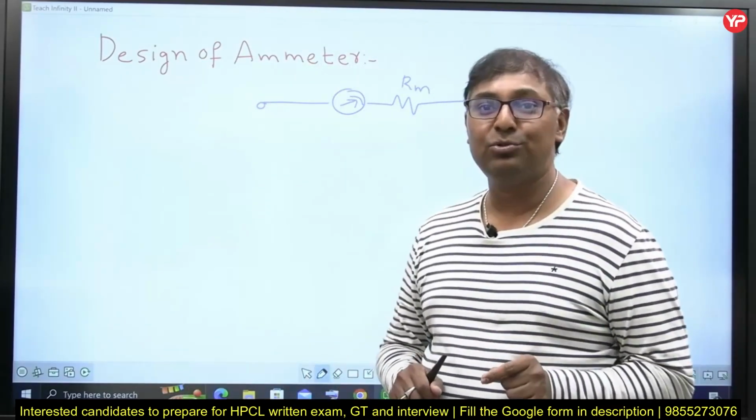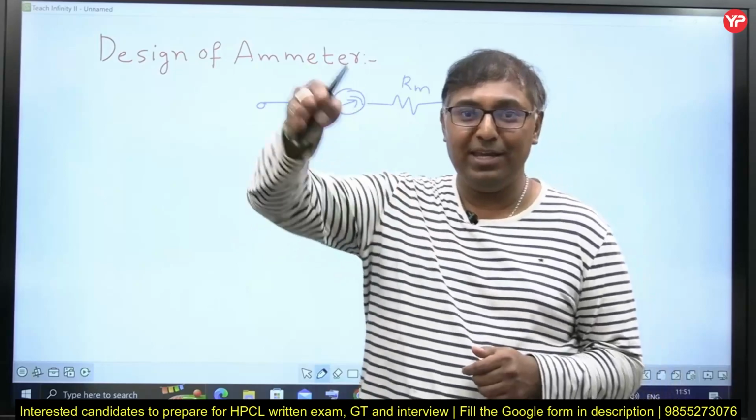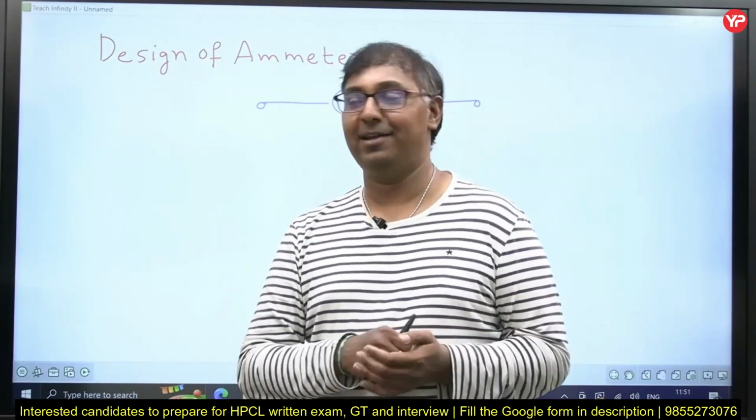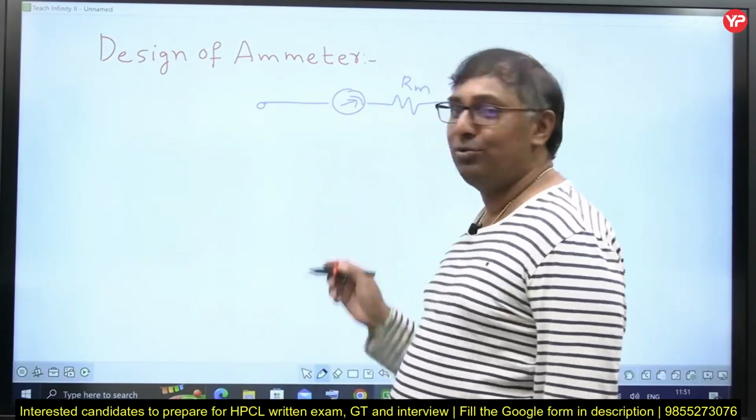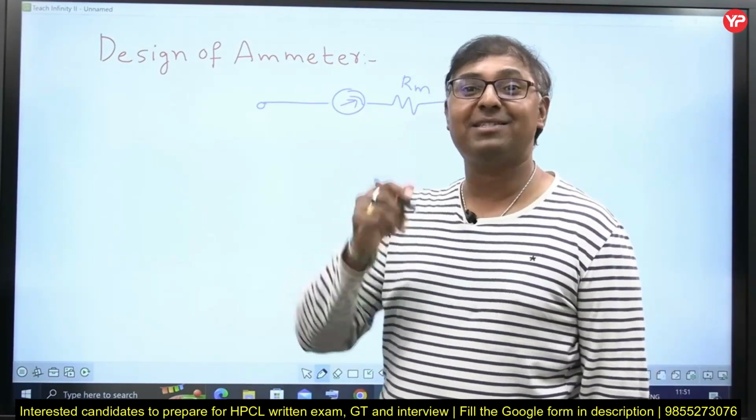For that, what do I have to do? If one way is not allowed, what do you do? You look for another way. Similarly here, this way is not allowed. Therefore, what we have to do is bypass that current.